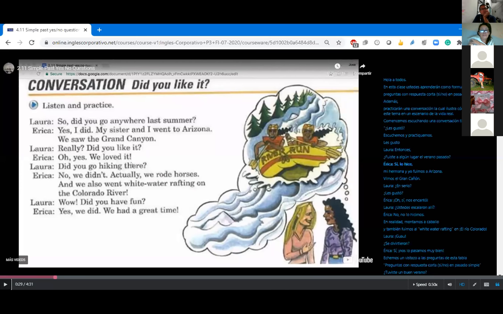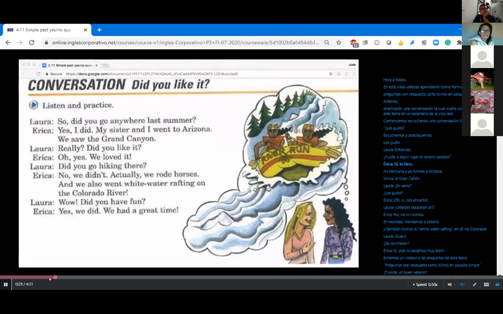Okay, I will take a picture of this conversation. Okay, here. And now it's in your WhatsApp group, okay? So we're going to practice this conversation in the small groups. But before, yes, I did.